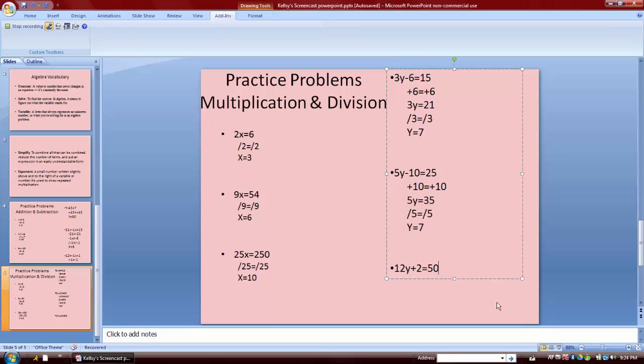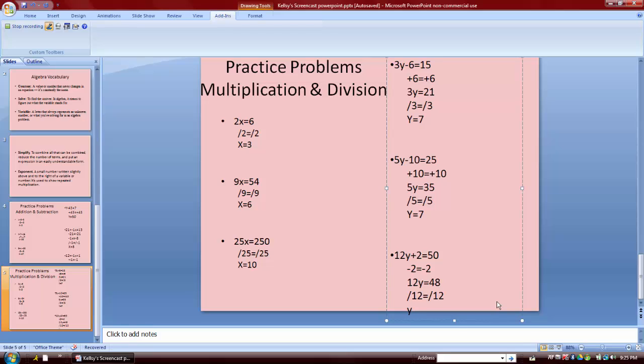The last one that we'll end with for today is the same as the other one. So you would first start out by subtracting 2 on both sides, so subtract 2, and then that would leave you with 12y equals 48, because 50 minus 2 is 48, and then you would divide by 12 on both sides, so divide by 12, and then that would give you y equals 48 divided by 12, which would be 4.